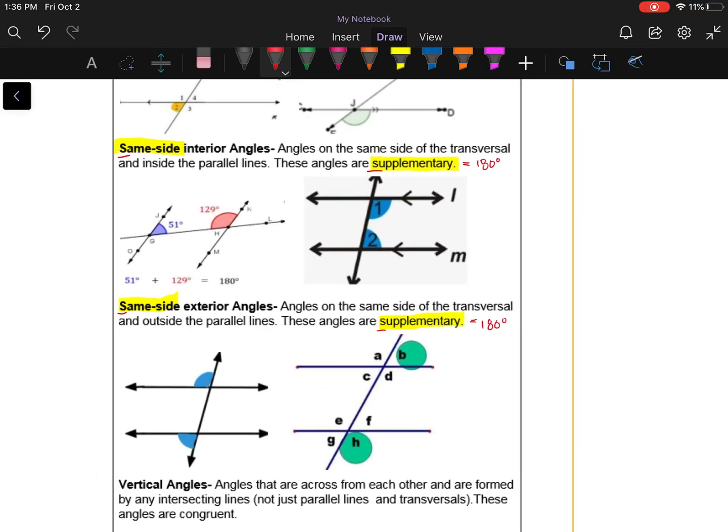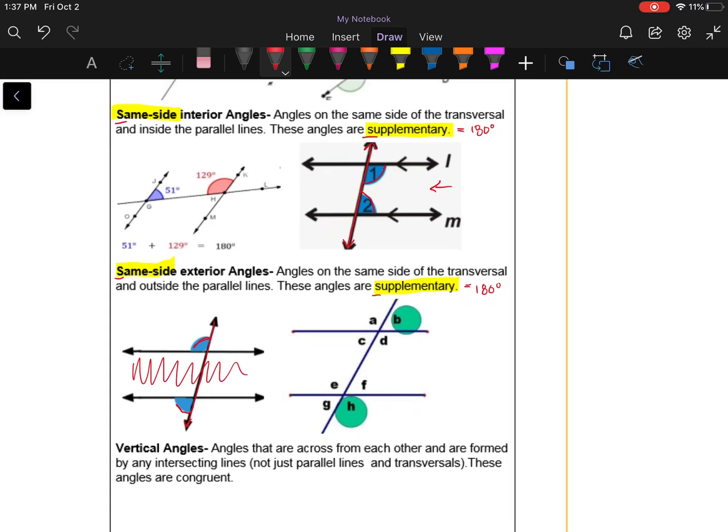Same side is also referring to the transversal. So this is the transversal. They are both on the same side of the transversal. On this one, it's on the left of the transversal, and they are exterior angles. They are not inside, they are outside. Oh, I skipped one. On same side interiors, it's the same thing. They are both on the same side of the transversal, but they are inside the parallel lines. And again, these guys are supplementary.